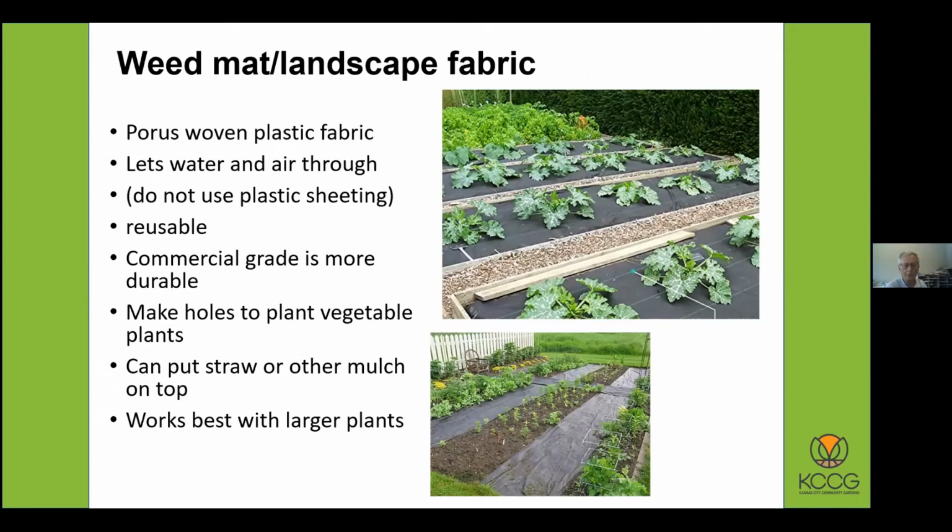Let me talk a little bit about the weed mat, sometimes called landscape fabric, or even just weed fabric. This is becoming somewhat popular. People put it around their shrubs to keep the weeds down, and then put decorative gravel or bark on top. But you can also use this in the vegetable garden. It's black plastic, but it's not the same as black sheeting, like polyethylene black plastic, because it lets water through. It's porous. It's a woven sort of plastic fabric.